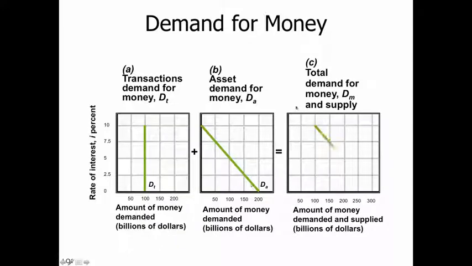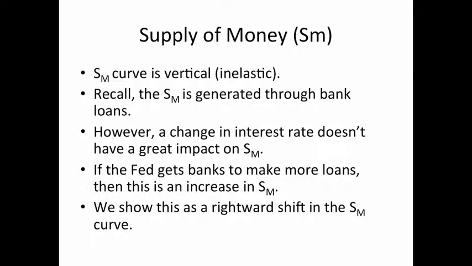You add them together and we get the total demand for money. This downward sloping DM curve. So it's just the total demand for money. Again, it's a function of these two types. You can see in here, and I'll talk about it in a minute, this is the supply of money curve. You can see how it's vertical. This curve is essentially set by the Fed. And so the supply of money curve is vertical. It's set by the Fed.